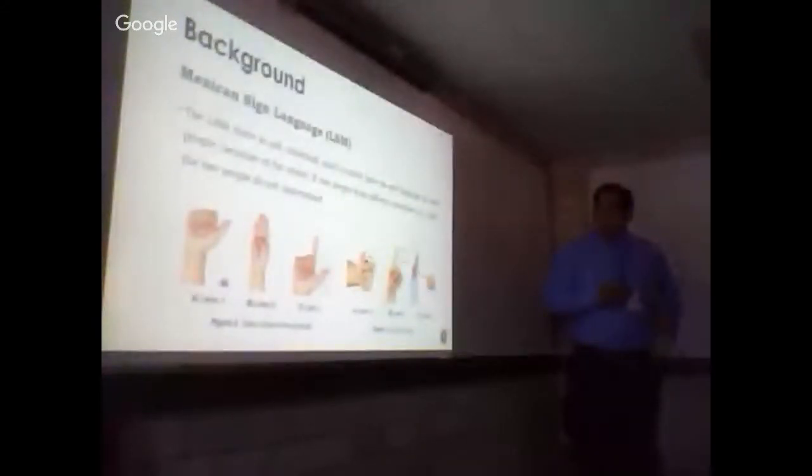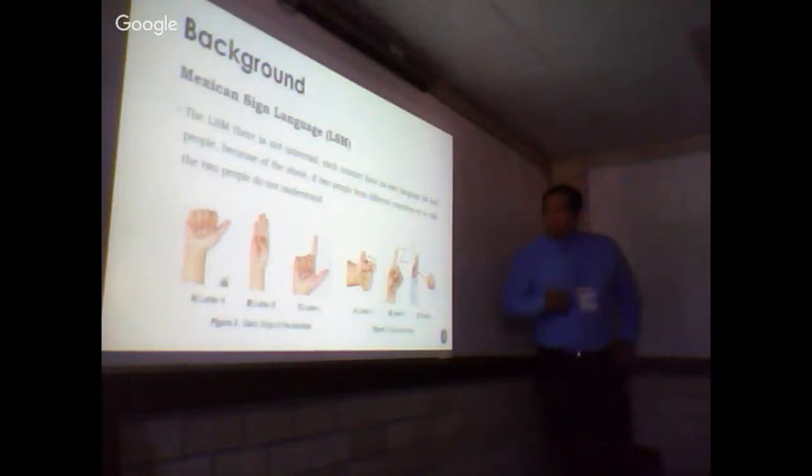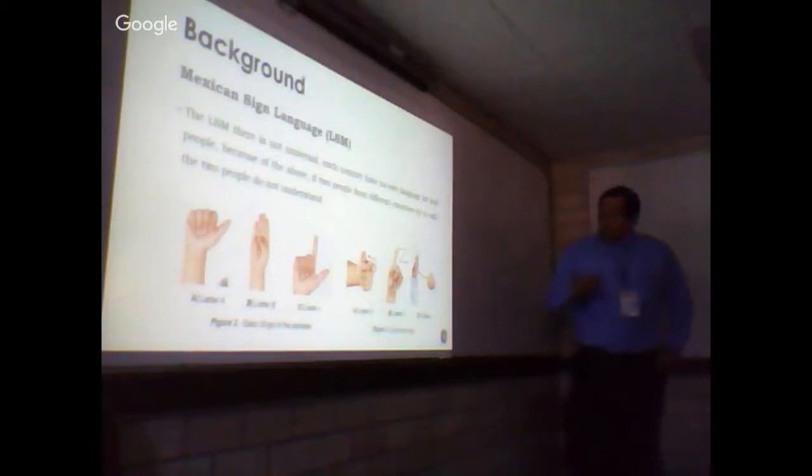In this language, there are two types of signs. The first is called static signs of the alphabet. We can see in figure 2 letter A, letter B, and letter C. The second type is dynamic signs, such as letter Q and letter C, and the majority are words. We can see the letter C, capsule.